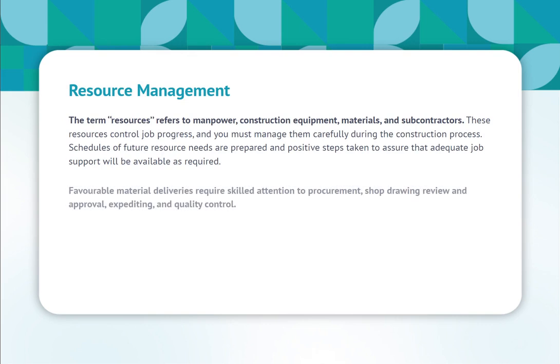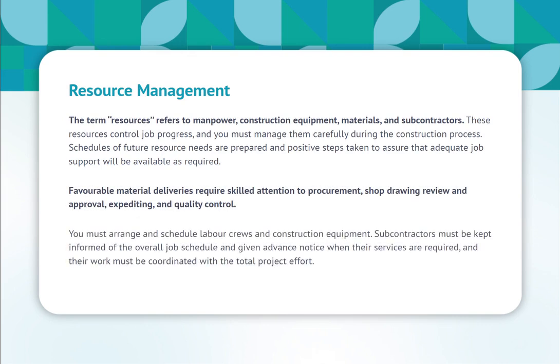Resource management. The term resources refers to manpower, construction equipment, materials, and subcontractors. These resources control job progress, and you must manage them carefully during the construction process. Schedules of future resource needs are prepared and positive steps taken to assure that adequate job support will be available as required. Favorable material deliveries require skilled attention to procurement, shop drawing review and approval, expediting, and quality control.